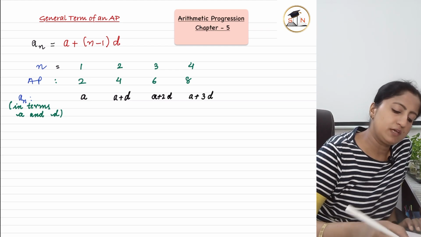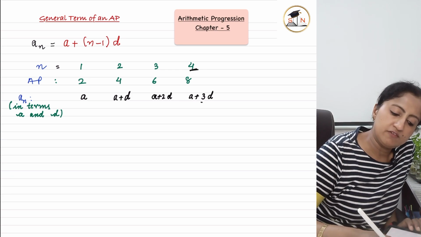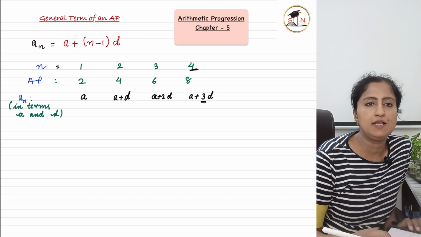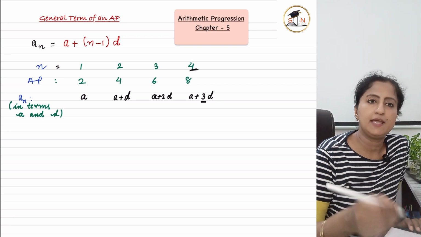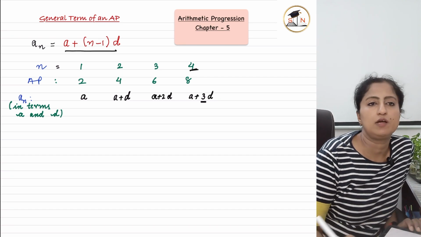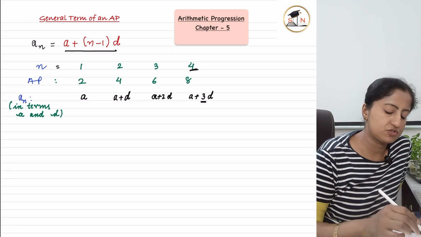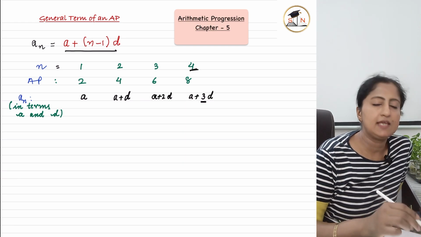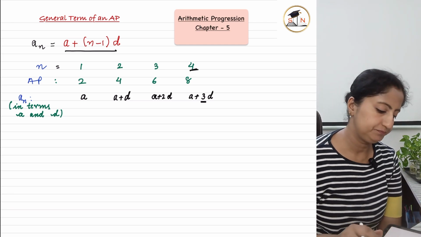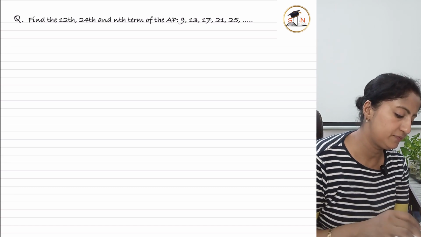Now, if you realize, n was 4, and what are we having? We are having 4 minus 1, that is 3, which is 1 less than the value of n. And hence, the formula a plus (n minus 1)d. So this is how the formula is established, and we get that a_n is always equal to a plus (n minus 1)d. Now let's do a question based on it.